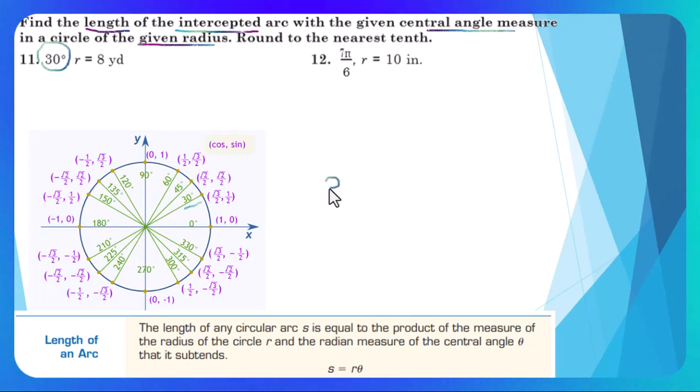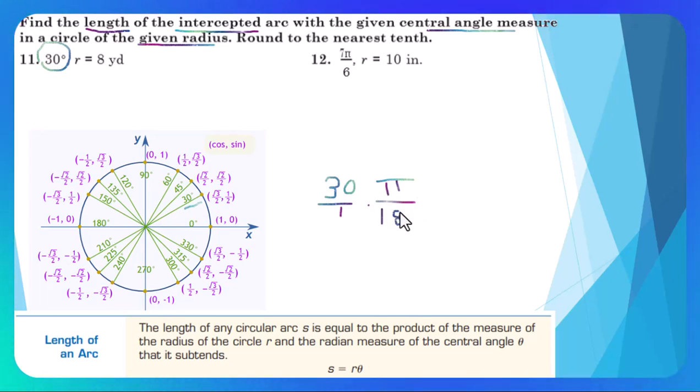I thought I had the unit circle where it was converted. So 30 degrees over 1 times pi over 180. Take off that 0. 3 goes into 18 6 times. 30 goes into 30 once, and 30 goes into 180 6 times. So this is pi over 6.